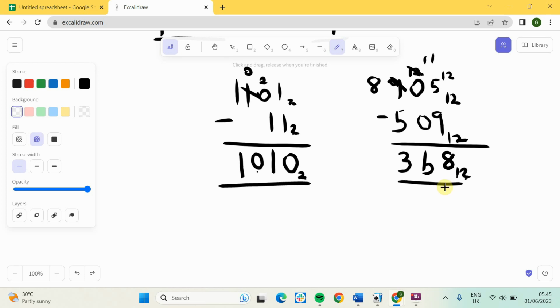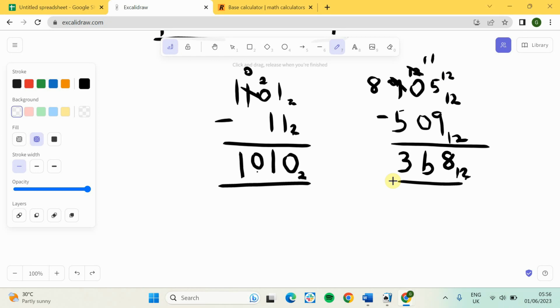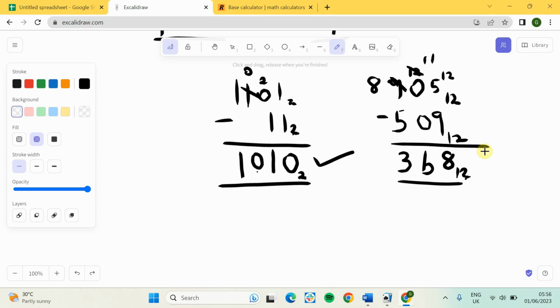So 3B8. Let's see what we did is actually correct. We have 1010 base 2 for the first answer. So that means this is very correct. We're doing very great, right? And then for the second answer, we had 3B8 in base 12. Very good, right? So you can see how very simple it is.